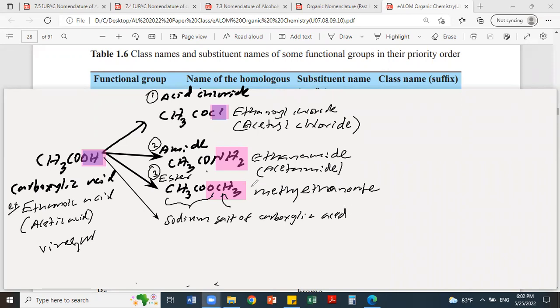So if you write this, it's CH3COONa. How to write the name for this? Sodium ethanoate. Sodium space ethanoate. That is also called sodium acetate, because the acetate word is there, right? Acetic acid, acetyl chloride, acetamide. So if you want, this one even methyl acetate. This also you can write if you want, methyl acetate.